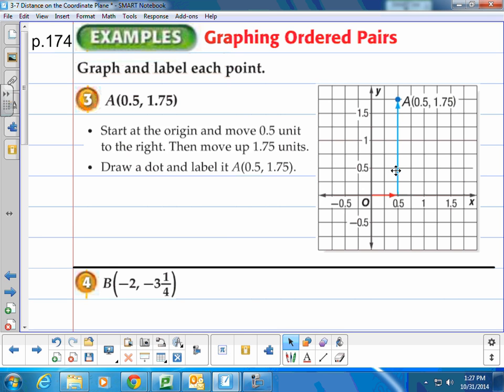So I start at the origin, and then it says 1/2, and this is my x, so I'm going to go 1/2 to the right, and it says 1 75/100 for y, so that's a positive, so I go up 1 and 75/100, so I can go up by 25/100, and that's where my point A will be. I went x, and I went y. I drew a dot, and I labeled it A with its coordinates. This is very important. Make sure you do that.